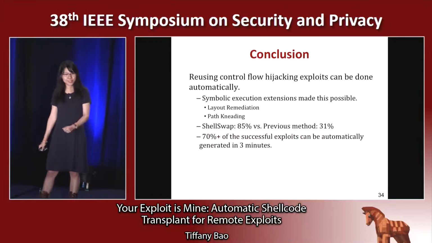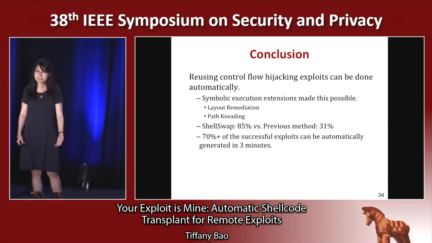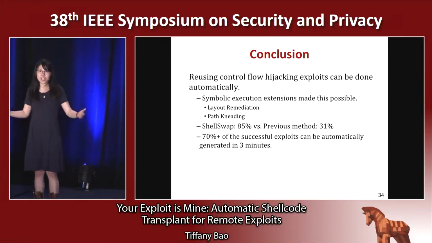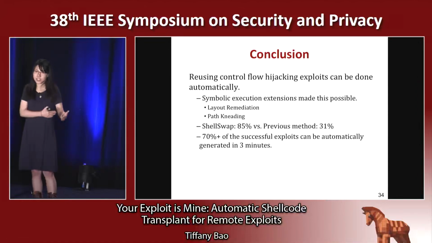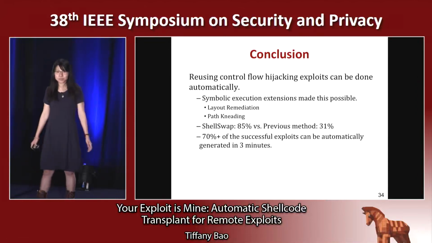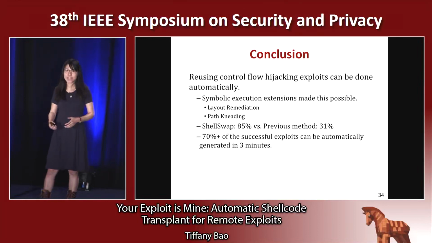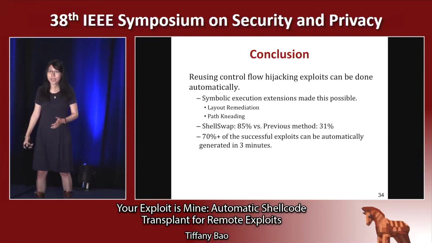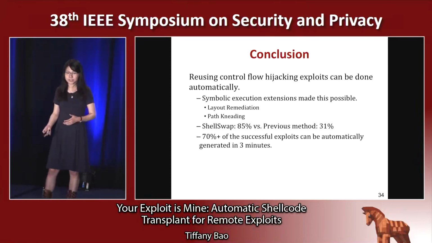Okay, in conclusion, we show that reusing control flow hijacking exploits can be done automatically. This is possible, and symbolic execution plus our 2 methods makes this possible. The first method is called layout remediation, basically to change the layout of the shellcode and thus change the constraints caused by the shellcode. And the second approach is called path knitting, which is to change the path executed and lead the program to be exploitable. And in this way, we change the path constraints.